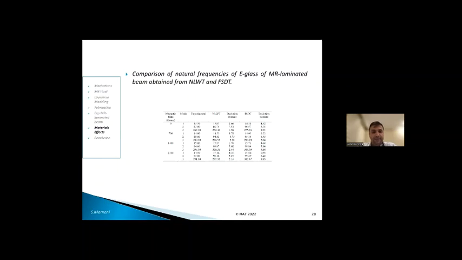As I said, this slide shows the natural frequencies of the e-glass material by applying the magnetic fields, and the comparison of the experimental results with the new N layer of the layer-wise theory, and experimental with the FSTT model.